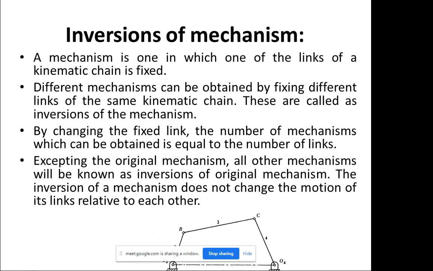So what it means is you get different types of motion. I will show you all the different types possible. So this is the first introduction to inversion.